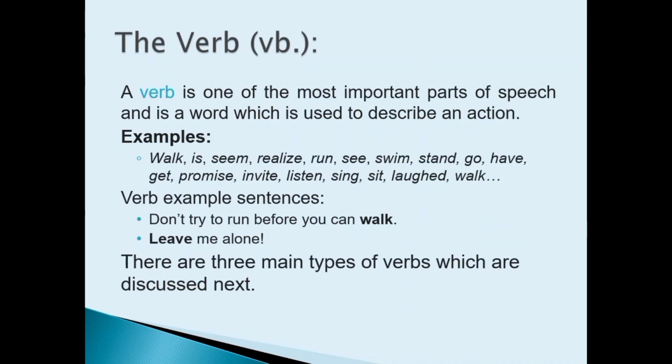A verb is one of the most important parts of speech and is a word which is used to describe an action. For example, walk, is, seem, realize, run, see, swim, stand, go, have, get, promise, invite, listen, sing, sit, laugh, walk. The use of verbs in a sentence is as: don't try to run before you can walk, leave me alone. There are 3 main types of verbs which are discussed next.